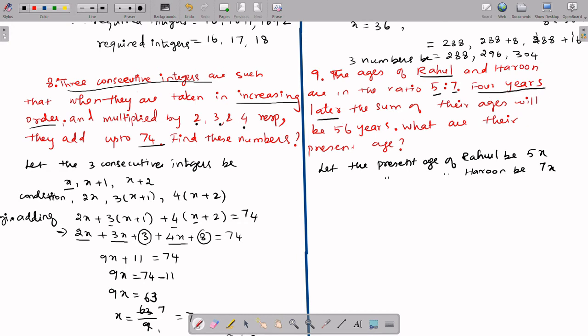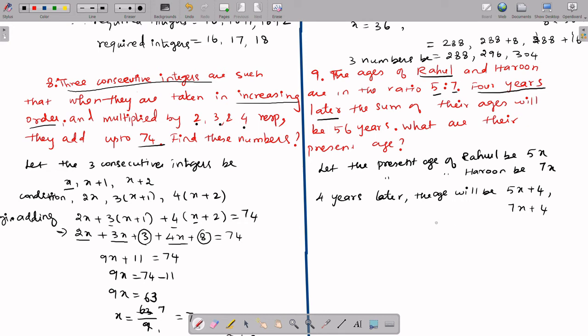4 years later, what will be the ages? The ages of Varun and Rahul will both have 4 added, isn't it? So 5x plus 4 is the age of Rahul, and 7x plus 4 is the age of Varun. 4 years later, Rahul's age will be 5x plus 4 and Varun's age will be 7x plus 4.